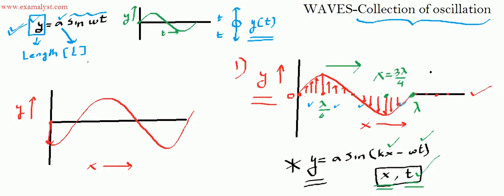So the particle at lambda by 4, which was initially, because of the generation of crest and trough, at a displacement a, now it has returned to its original position O. I mean y equals to 0. Now it is in the mean position. All this happened after a time. So what will be the time? I guess it will be t by 4.